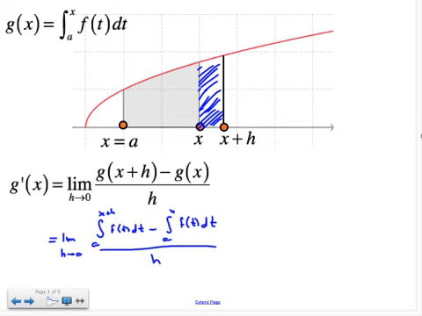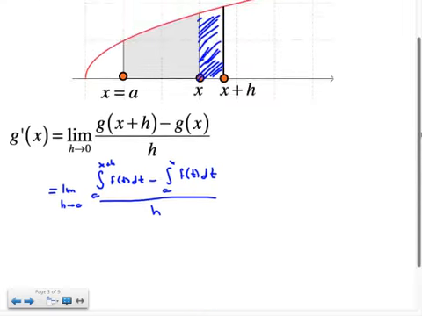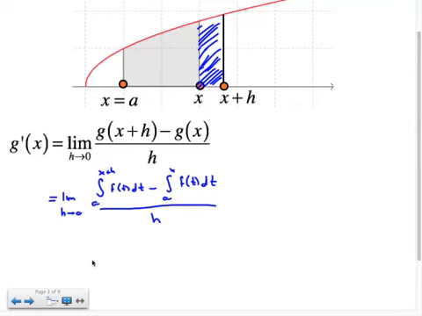And there's another way to rewrite that. Instead of saying that difference I have in the numerator, I can rewrite that as what? The integral starting at x and ending at x plus h of f of t dt. Okay, so we're still dividing by h. We're still taking a limit as h goes to 0.